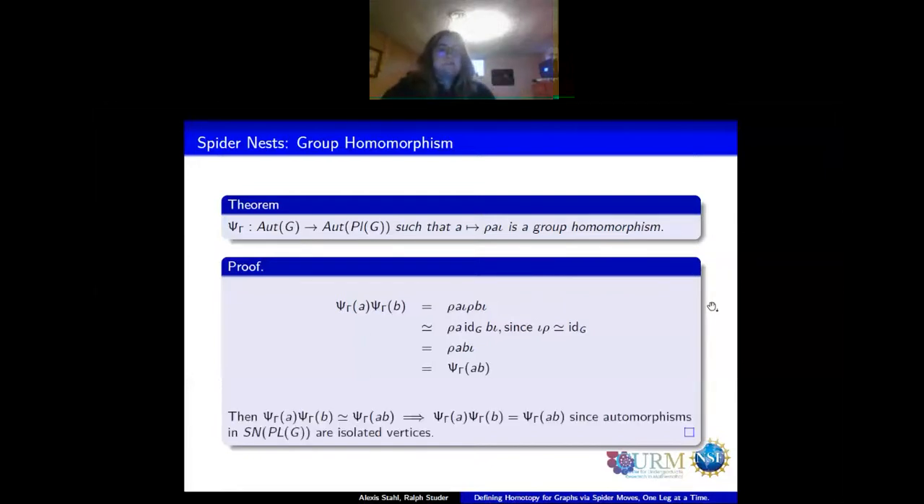And from there, since we know that the automorphisms in the spidernest of pleat G are isolated vertices, then we know that psi gamma A, psi gamma B must equal psi gamma AB. Therefore, it must be a group homomorphism.